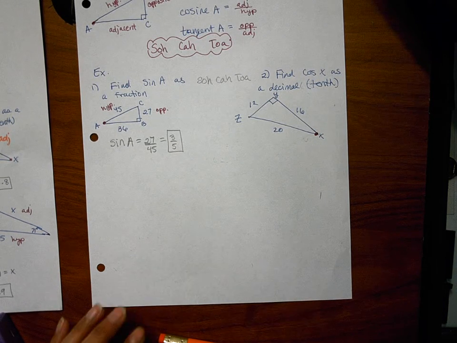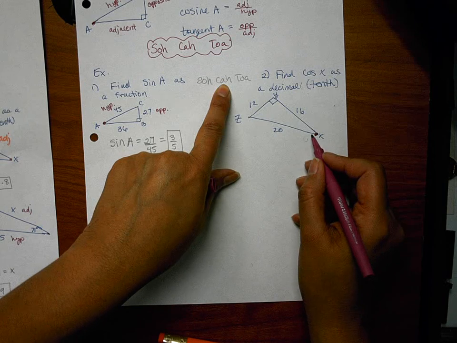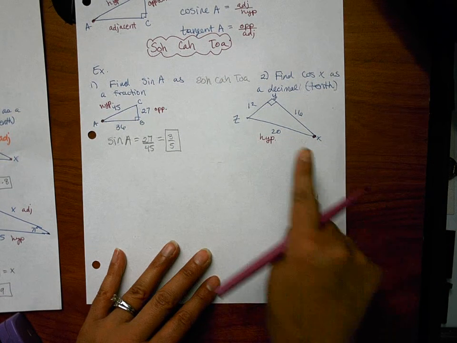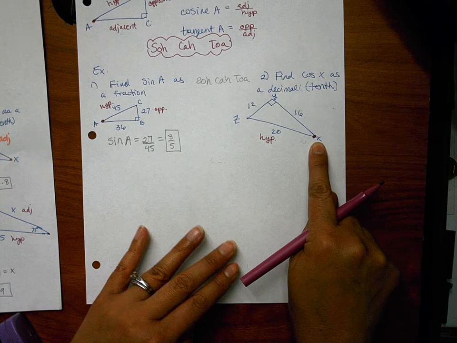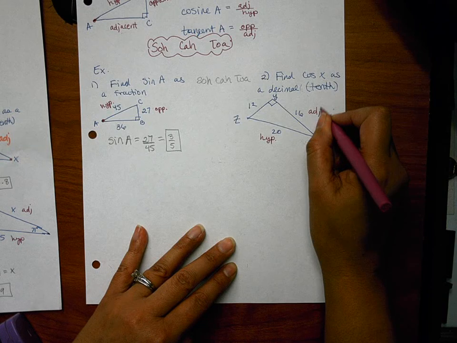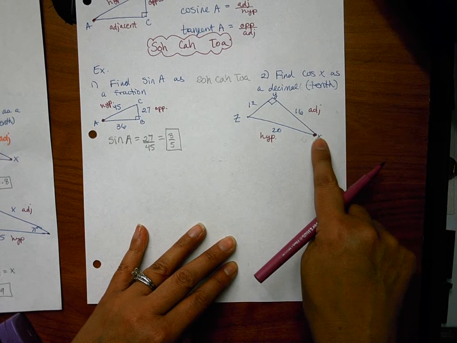So, cosine is adjacent over hypotenuse. Let's label the hypotenuse. Opposite the 90, this one's the hypotenuse. Which of these two is adjacent, meaning next to, meaning it shares an angle, it shares the corner x? That's 16. Can you see that? 12 is opposite, 16 is adjacent in reference to the x.